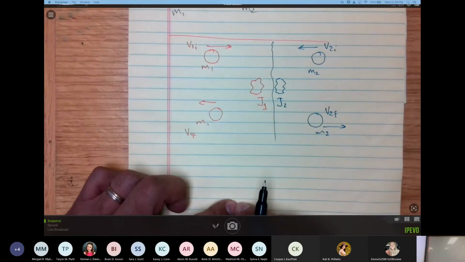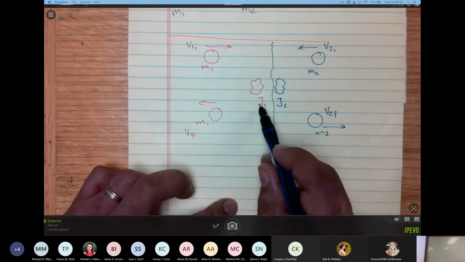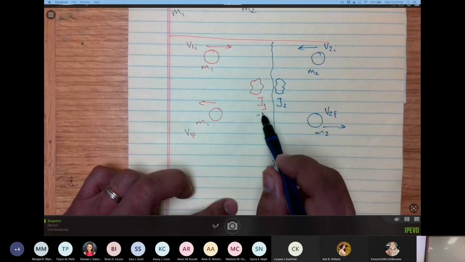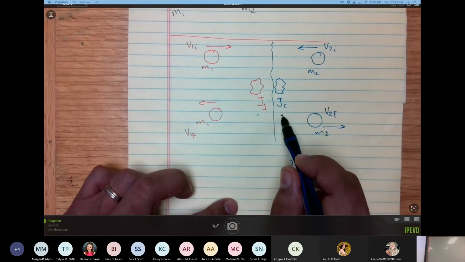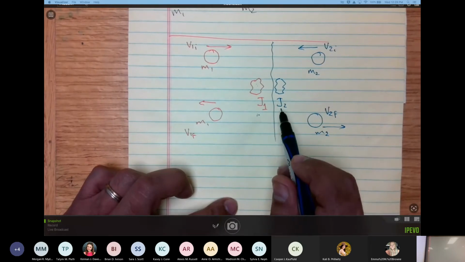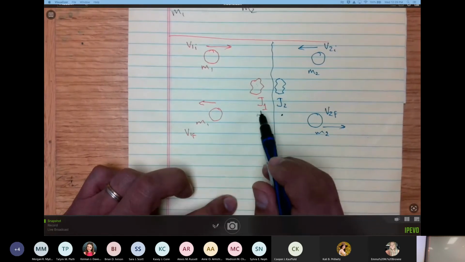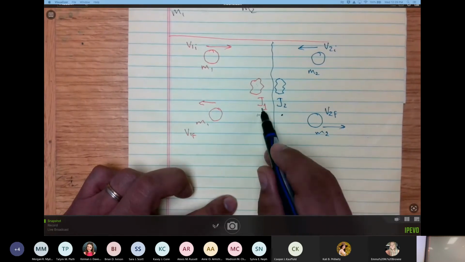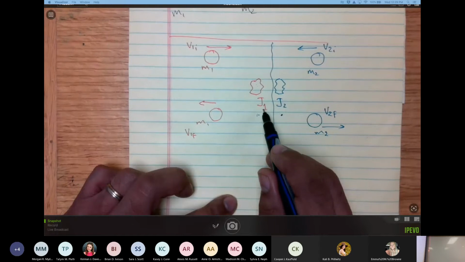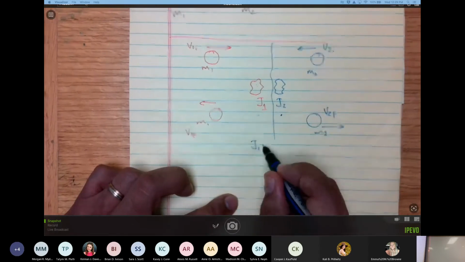I don't know anything about that impulse, but what I know is that if there's a force one here, there's going to be a force two here, and they have to be equal but in opposite direction. And I also know that whatever time the collision happened is going to be the same time for both particles. So the impulse of one is going to be the opposite of the impulse of two. So J1 is going to be equal to minus J2.